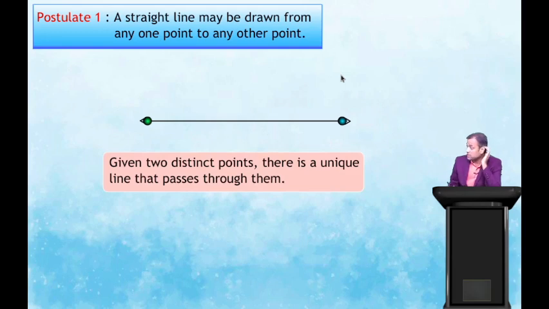Given two distinct points, there is a unique line that passes through them. If you are given only 2 points, then only one line we can draw.